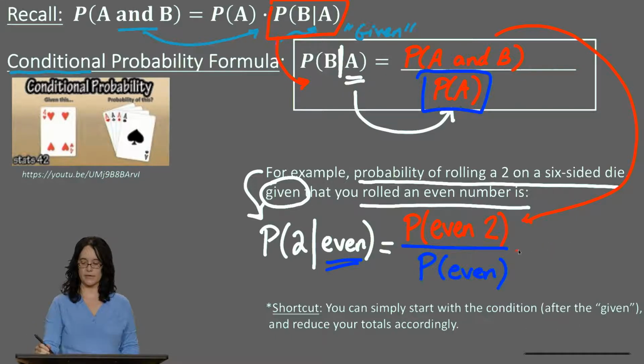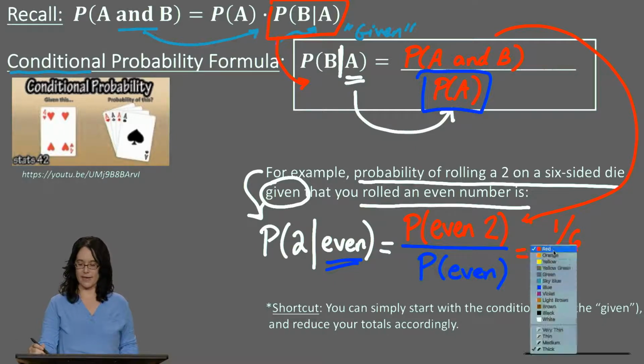Let's take a look together, shall we? The probability of rolling an even 2, well, let's think. How many even 2s are there on a six-sided die? Well, there's only one 2, and it happens to be even, right? So those events are actually happening at the same time. So if you said 1 out of 6, you would be correct.